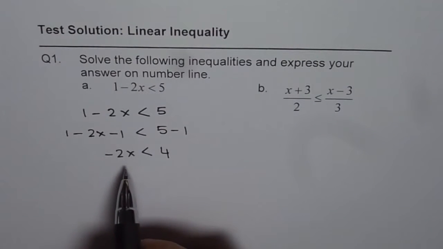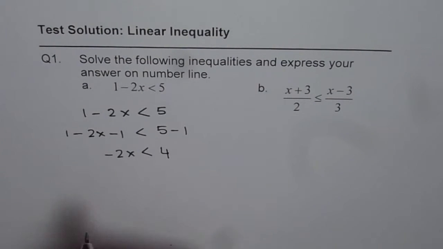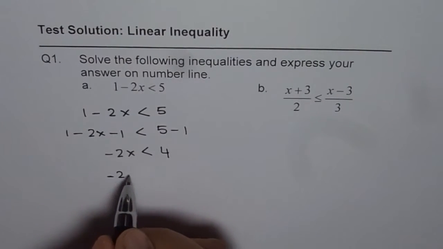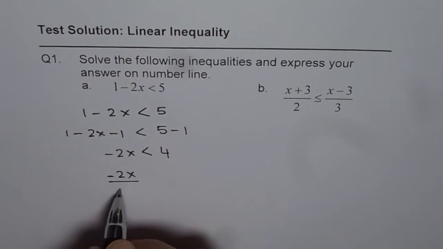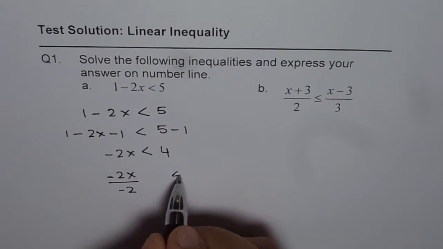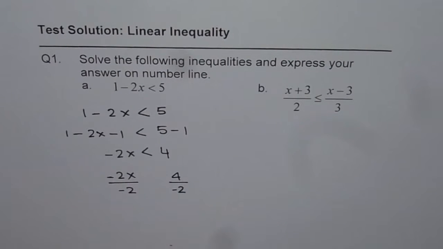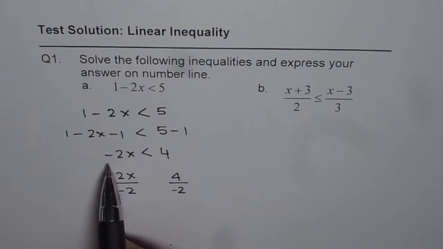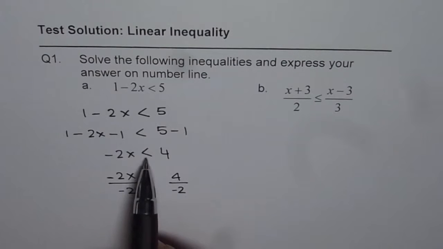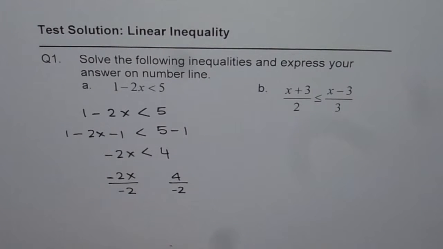Now we can divide by minus 2. So if I divide by minus 2, I can write this as minus 2x divided by minus 2, and here 4 divided by minus 2. Now can you tell me the reason why I left this portion? Well, whenever you divide by a negative number, you have to reverse the sign. Do you understand that part? So that is the learning from this particular example.